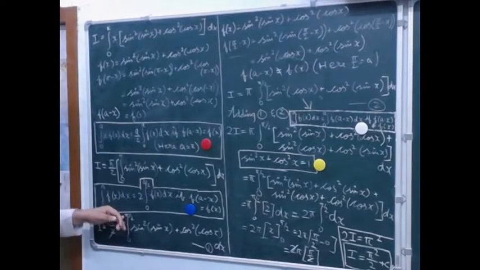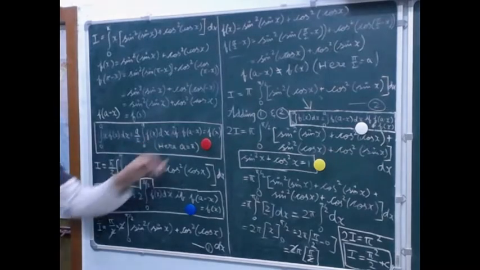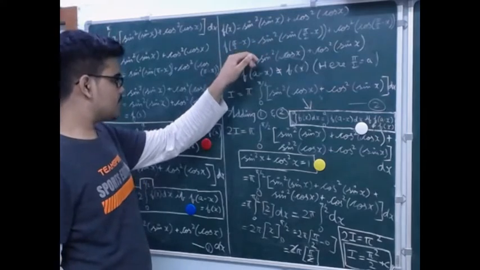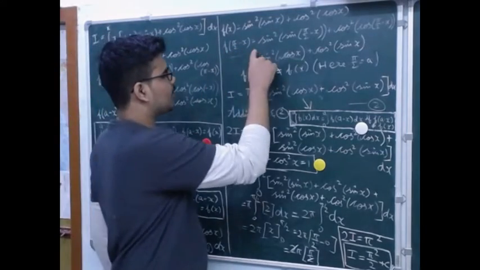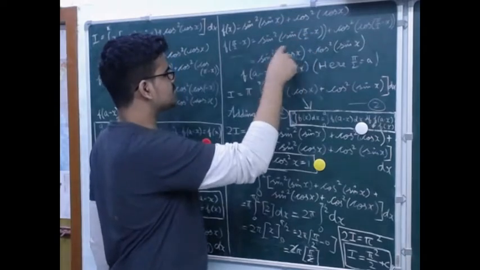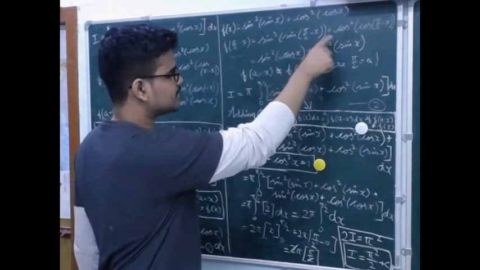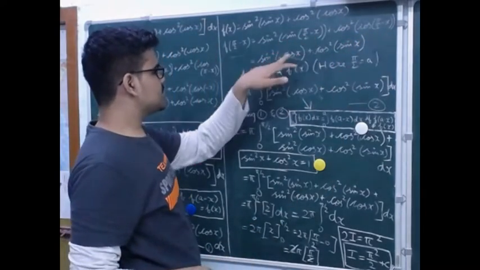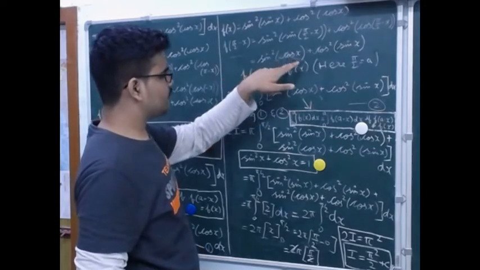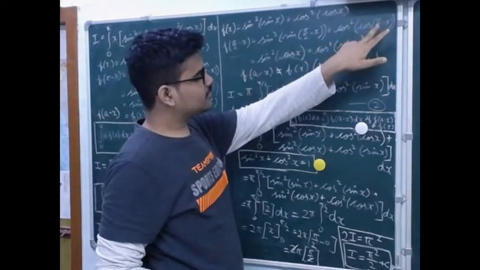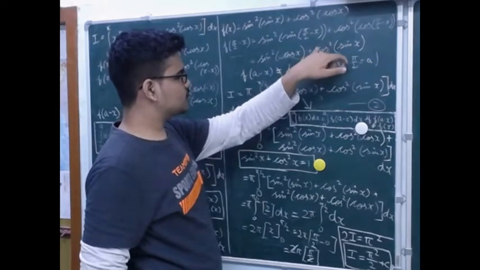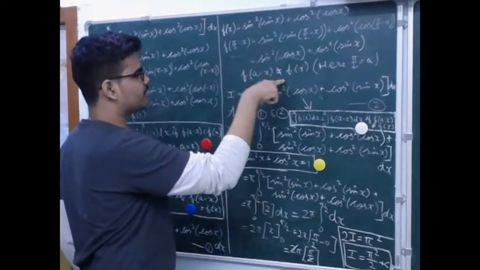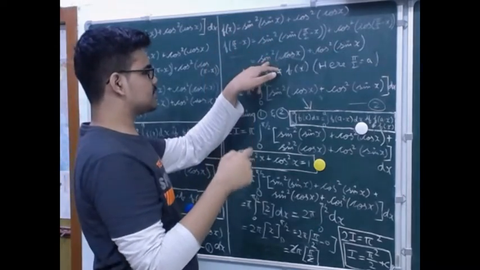Here a is equal to pi by 2. So applying this, f of a minus x is f of pi by 2 minus x. Applying the value of pi by 2 minus x instead of x, I get sin square of sin of pi by 2 minus x plus cos square of cos of pi by 2 minus x. Sin of 90 minus theta is cos x, so I get sin square of cos x, and cos of 90 minus theta is sin x, so I get cos square of sin x. Here we have proven that f of x is not equal to f of a minus x, because it's sin square of sin x and it's sin square of cos x.